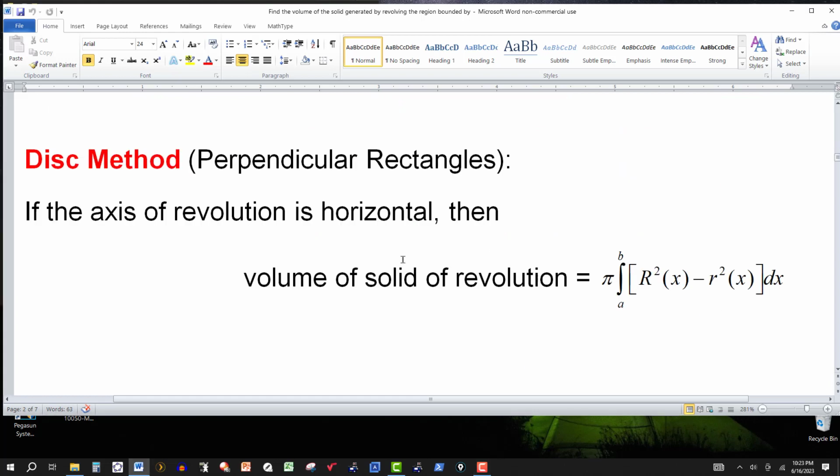Let me remind you of the formula for the disk method, which is what we're going to use in this video. With perpendicular rectangles, if the axis of revolution is horizontal, which it is in this problem, then the volume of the solid of revolution is given by this integral: the integral from a to b, pi out in front, of the outer radius, capital R squared, minus the inner radius, lowercase r squared. Sometimes the r will be 0 if there's no hole in the solid of revolution, and that's going to be the case in this particular problem.